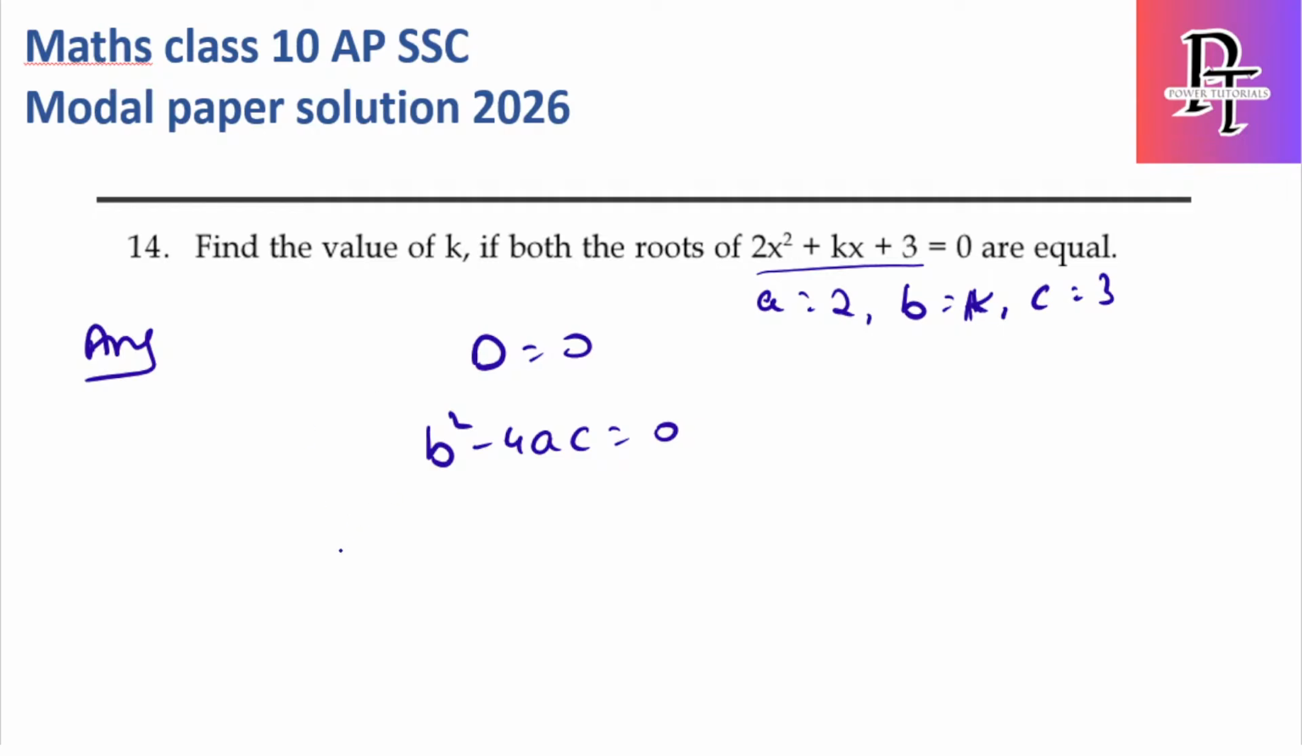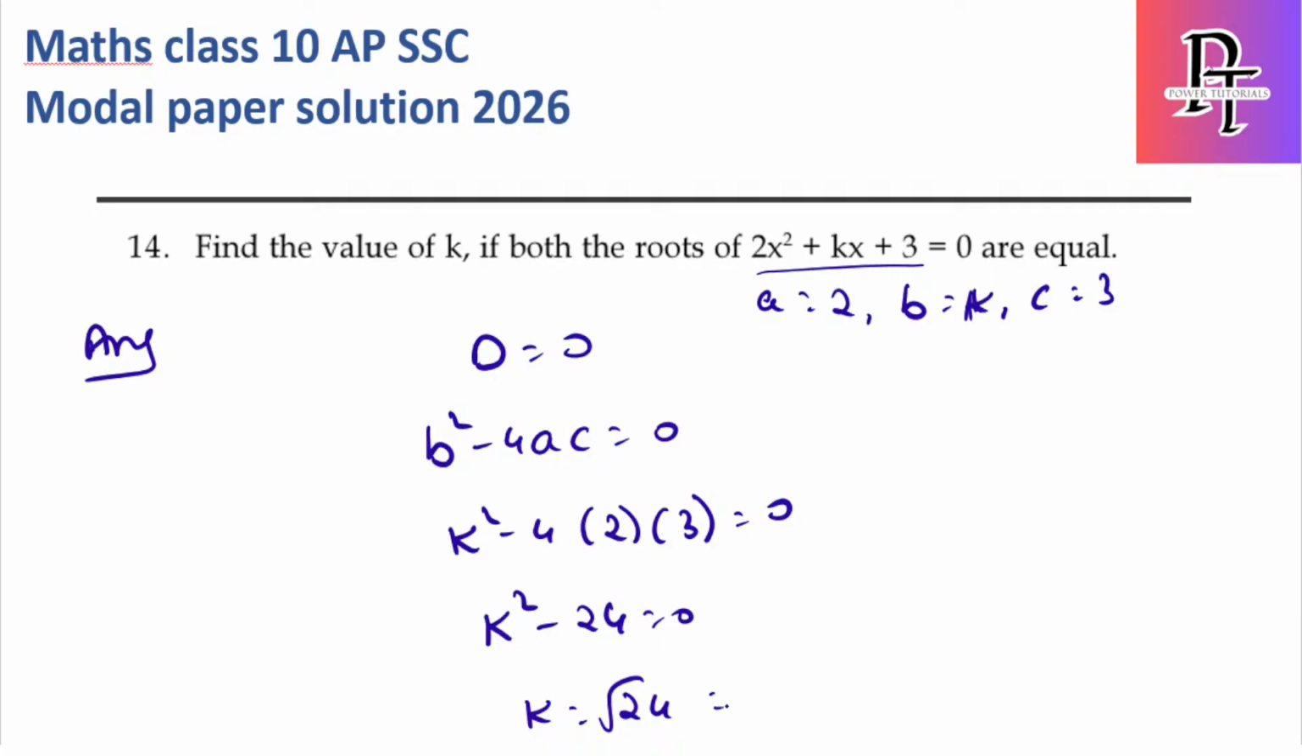Okay, so b square is k square, minus 4 into the a value 2, the c value 3, is equal to 0. So k square minus 4 times 2 is 8, 8 times 3 is 24, equal to 0. So k is equal to root of 24. If I take 24 as 4 into 6, I can write this as 2 root of 6.